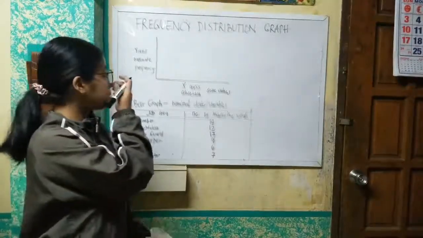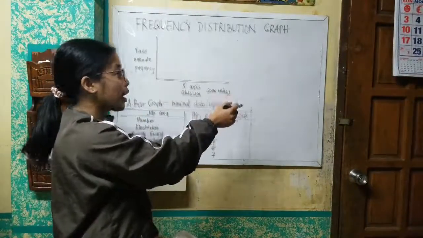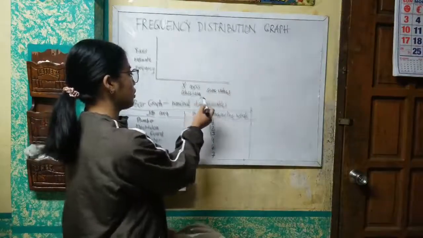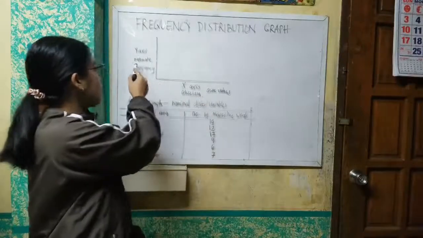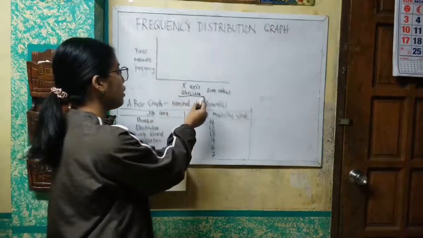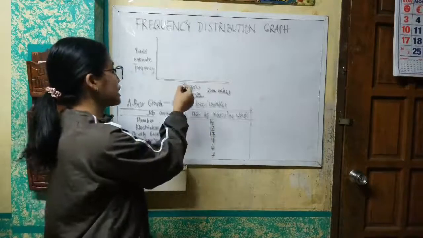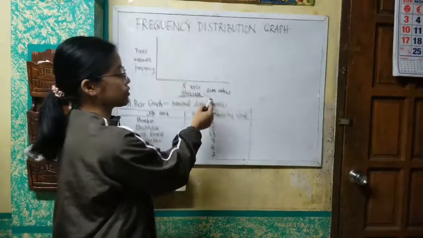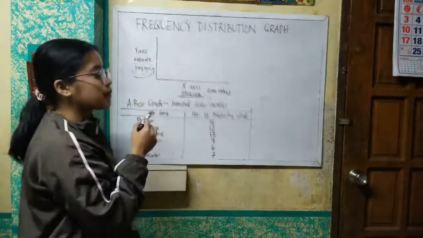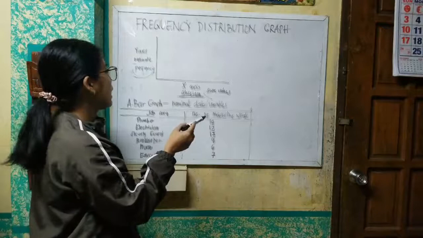Now we'll have a review of the parts of a graph. We have the typical parts: the y-axis and the x-axis. The x-axis is what we call the abscissa, and the y-axis is the ordinate. Along the x-axis, we include the score values. And for the y-axis, it should be the frequency that we are assigning. So that's the x-axis and y-axis.